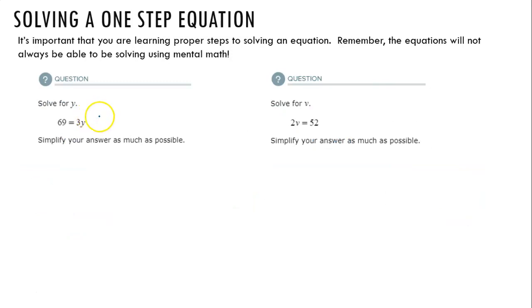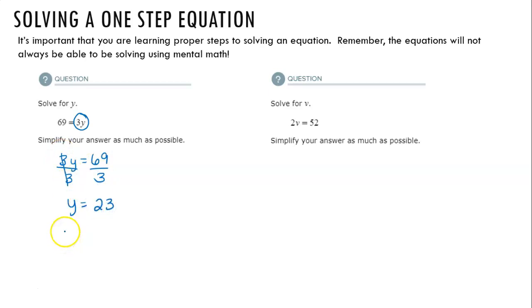Now, what if we need to be able to multiply or divide? Remember, we've been talking about the fact that when a number is right next to a letter, that means multiplication. If you want to switch your sides, you can. This becomes 3y equals 69. When I see the 3 right next to the y, that means multiply. The opposite of multiply is divide, so I'm going to divide both sides by 3, and so y equals 23 here.